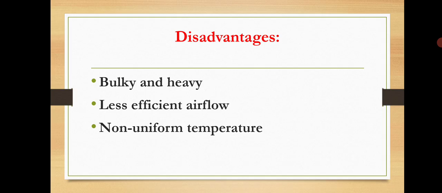The disadvantages of a can-type combustion chamber are that it is bulky and heavy due to multiple separate chambers. It has less efficient airflow because air is divided among cans, which can reduce performance. It may also cause non-uniform temperature distribution, leading to uneven combustion and reduced efficiency.